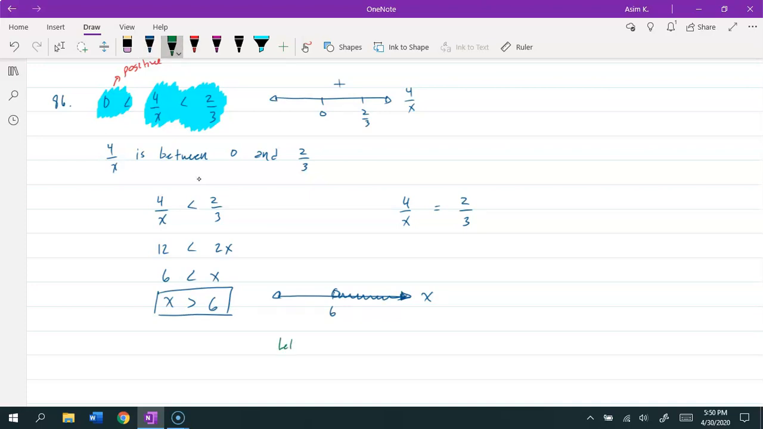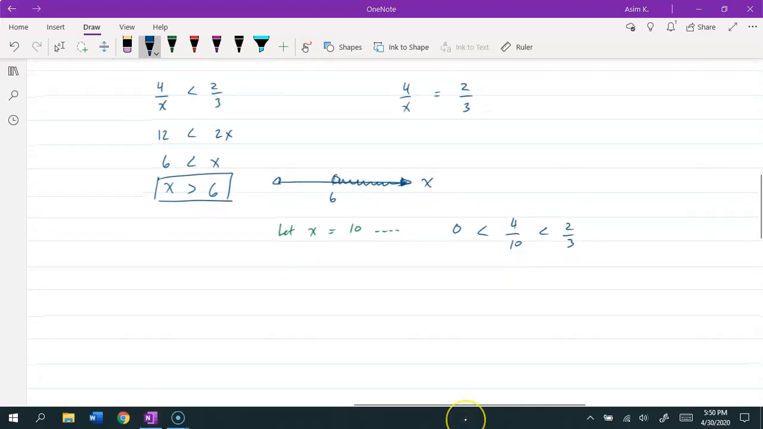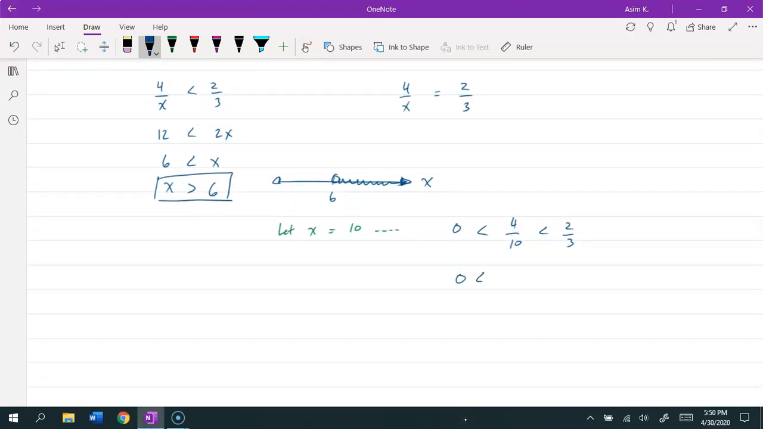So let's suppose that x was equal to 10, just so that you understand that this actually works. Well, how would that inequality look? It would look like 0 is less than 4 over 10 is less than 2/3. Now, 4 over 10 is 0.4, and 2/3 is 0.67, I'll just round it. So notice how that number is truly between 0 and 0.67.